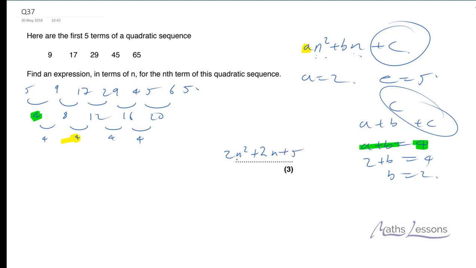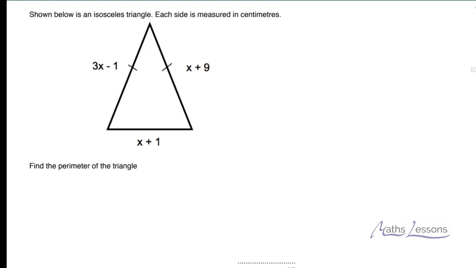Let's put 1 in. So you get 2 plus 2 is 4, plus 5 is 9. That worked. Put 2 in. 2 squared is 4, times by 2 is 8. Plus 2 times 2 is 4, 8 plus 4 is 12, plus 5 is 17. And so it's looking good. I've checked it in 2 of them. That's probably going to be okay.